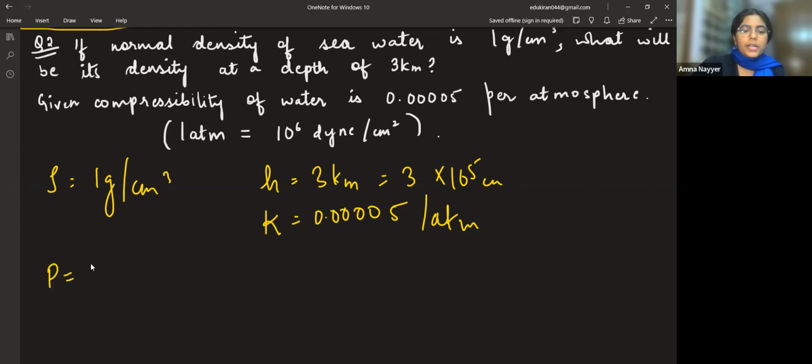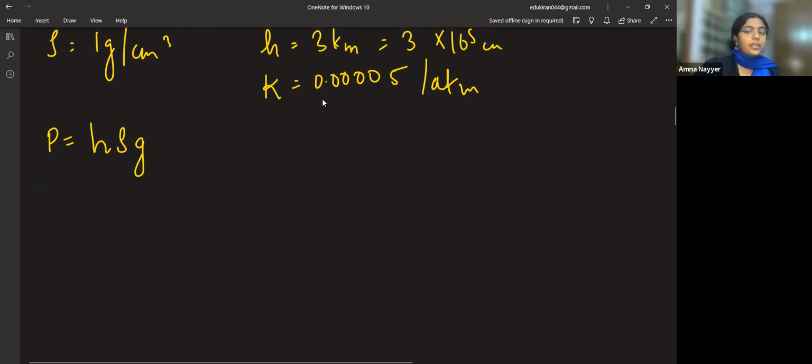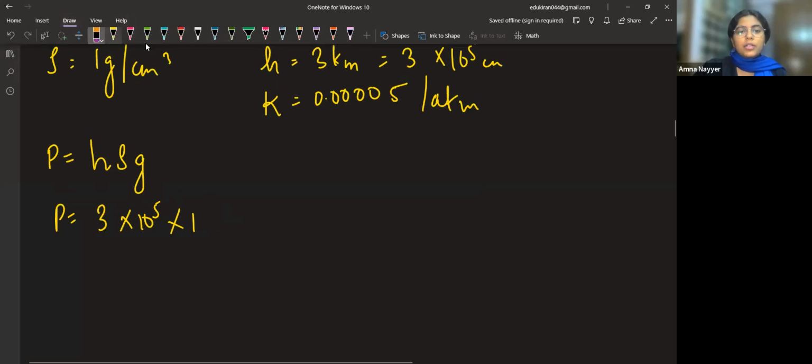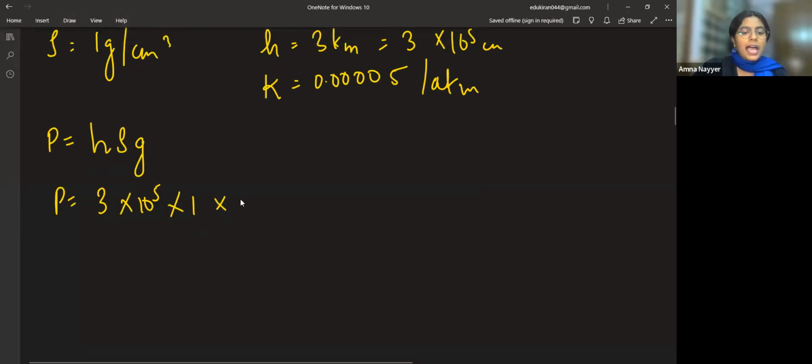Now, pressure P is equal to H rho G. This I have told you, and we'll be discussing this in fluids also. So P is equal to H rho G. What is the height? 3 kilometers, so 3 into 10 to the power 5. Density is 1, since we are using gram per centimeter cube. And G is equal to 9.8 meter per second square.